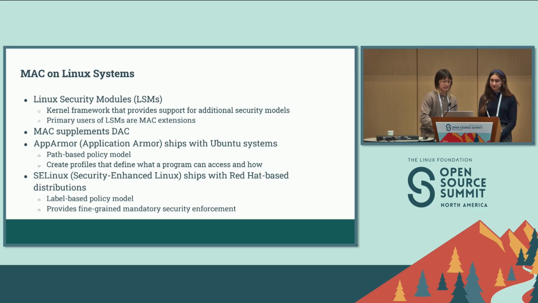Alternatively, there's SELinux, which ships with Red Hat-based distros. This one is a label-based policy model, so you can assign a security label to your files and processes, and access is granted based on those labels. It's a bit more complicated to use than AppArmor, but it provides more fine-grained mandatory security enforcement.